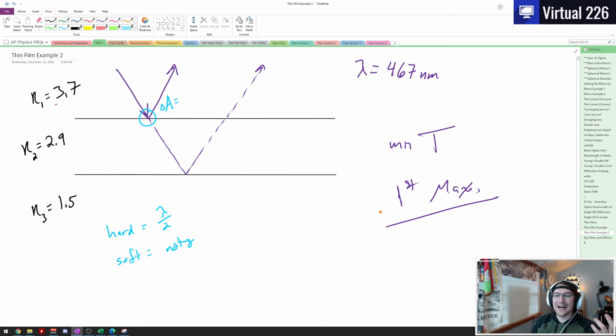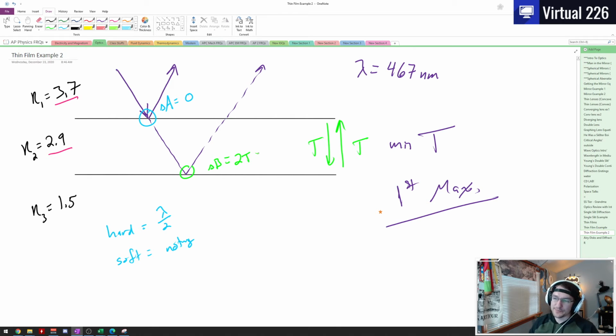Well, we're going from a high index to a low index, and that's going to be a soft reflection. So this change of the A path is 0. Nothing's going on there. For the transmitted light that reflects off the back here, this is some change in path, delta B. It will always be at least twice the thickness of the film, because the light has to go through the thickness of the film down and then the thickness of the film up. So it's always going to have some extra path length there.